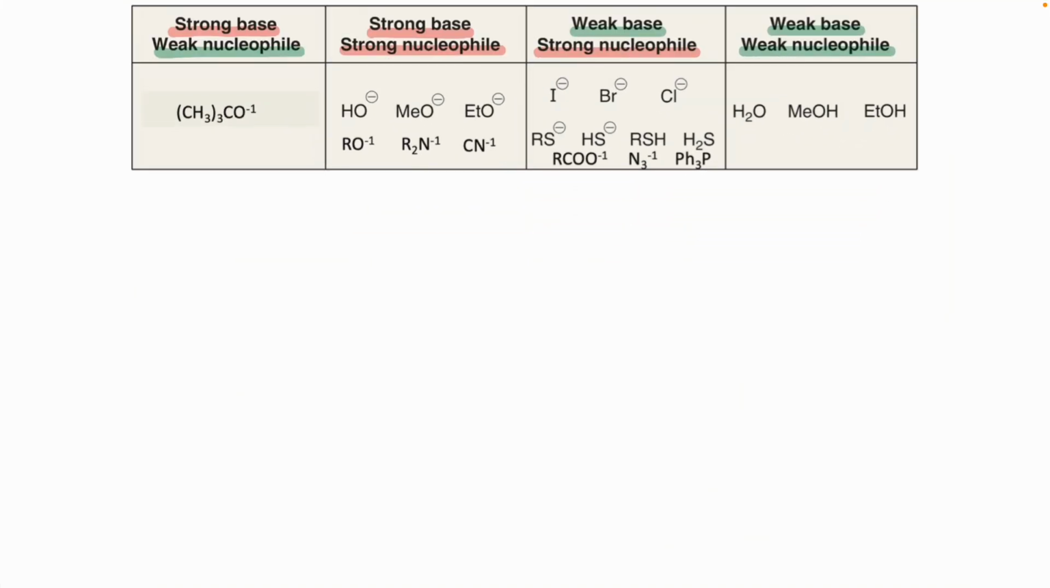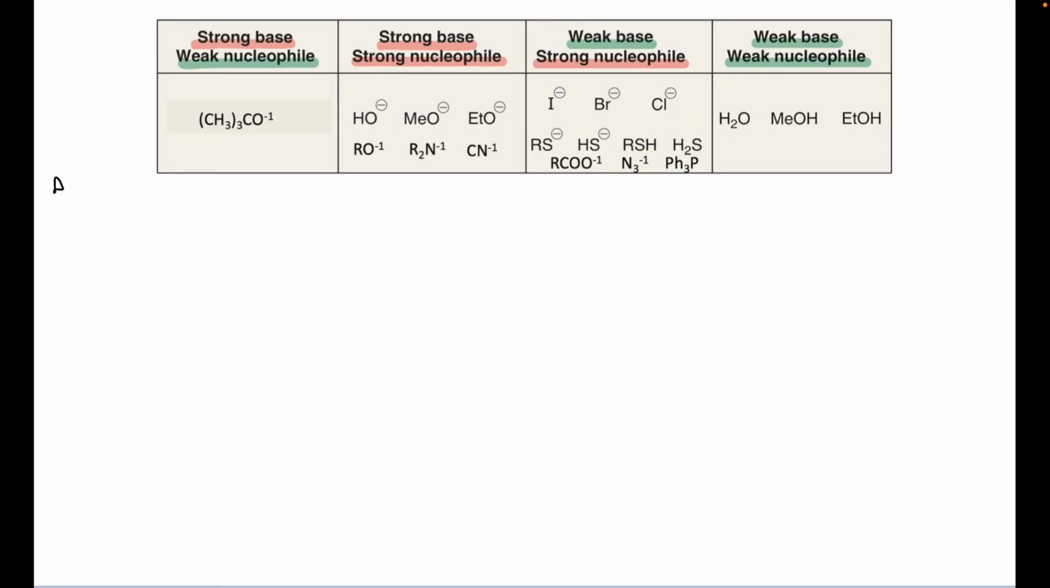So what we're going to do is we're going to group our alkyl halides into one of three categories: primary alkyl halides, secondary alkyl halides, and tertiary alkyl halides. Okay, so let's just do an example of each real quick.